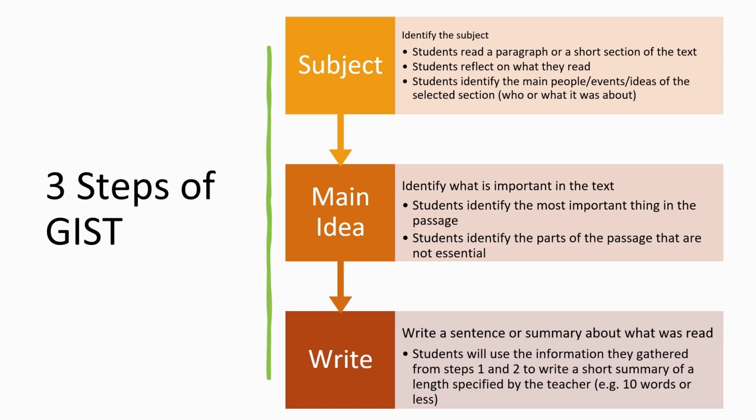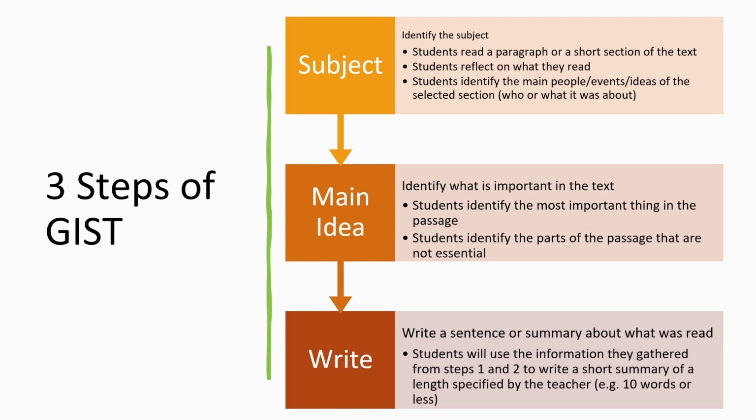Then they will move on to step 2, and they will think about what was said about that person, that event, or those ideas. And students will think about what was essential to what they have read, and they will also identify what was not essential and what they will be able to remove or do without.